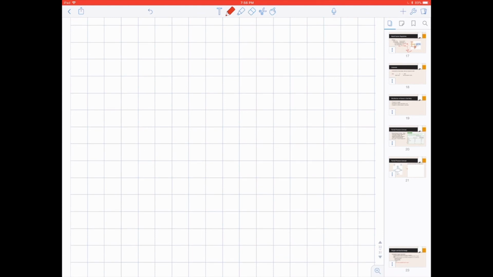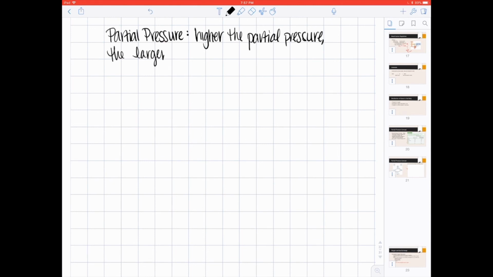Okay, so we're going to start with a blank slate here, and we're just going to write the definition of partial pressure up at the top. So partial pressure, as discussed previously, is very similar to the concentration of a gas, the amount of pressure that a gas is putting on a system. The higher the partial pressure, the larger amount of gas present. So it's proportional to the concentration.